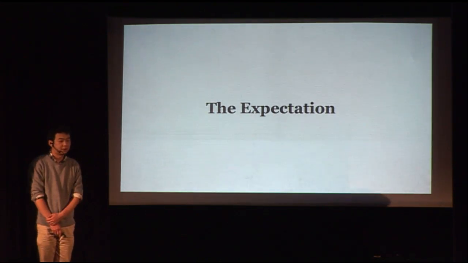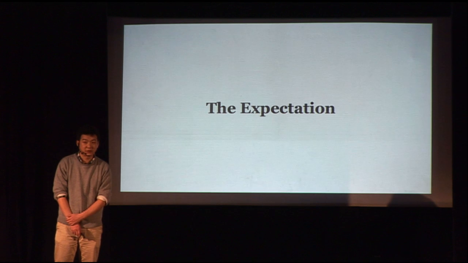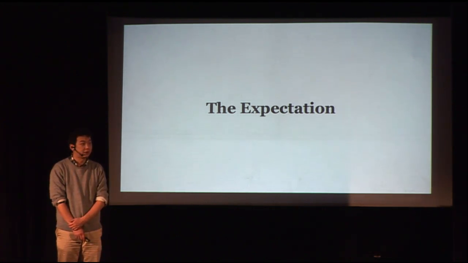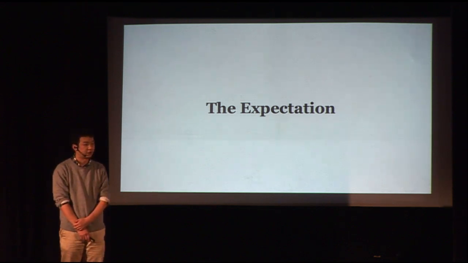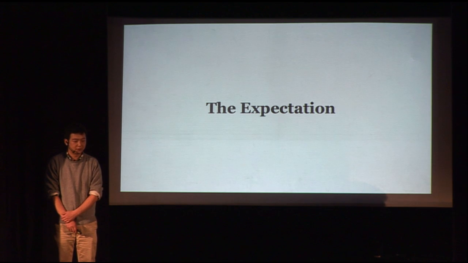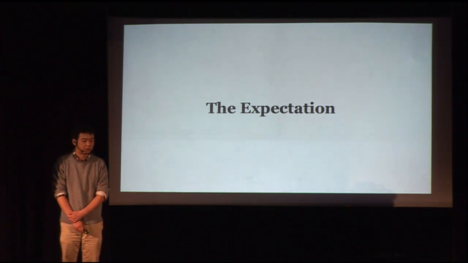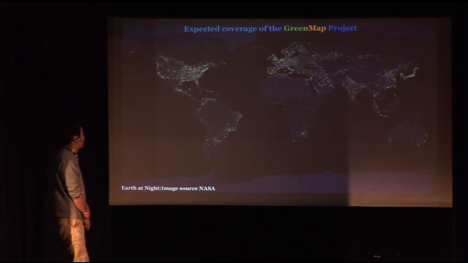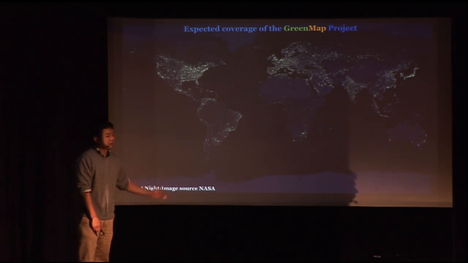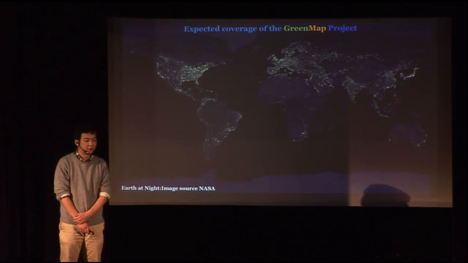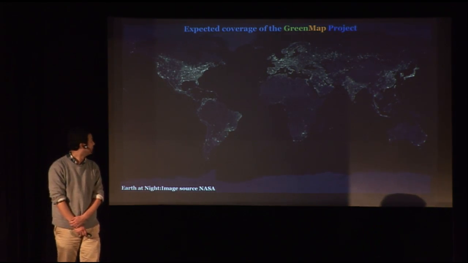So the expectations. One of the biggest questions that I had to answer before I even began this project is, how much of the land, how much of the globe will we be able to cover with this system? I thought that if I see this picture, I would have a vague idea of how much of the land we're going to be able to cover. The area where the lights are, I think, will be covered. The dark areas, I think scientists will cover.